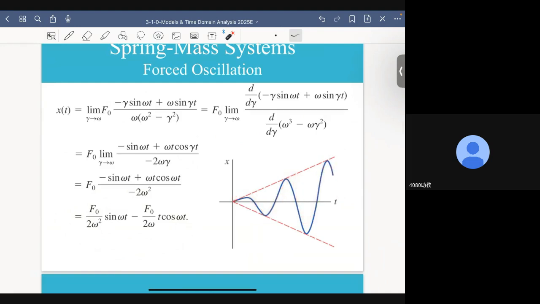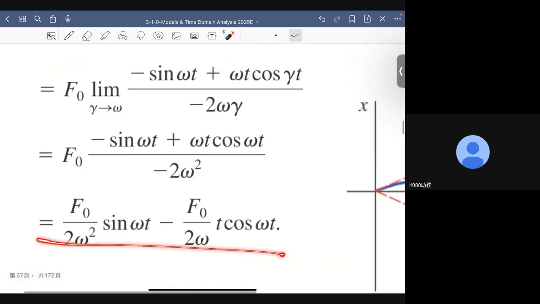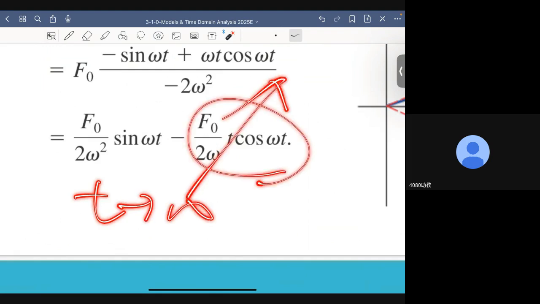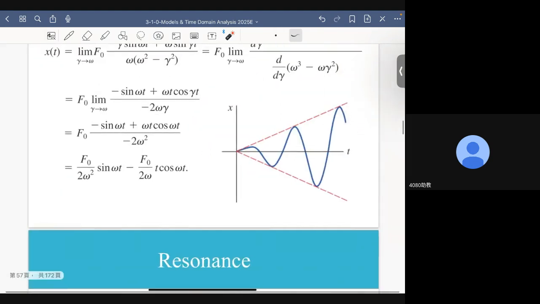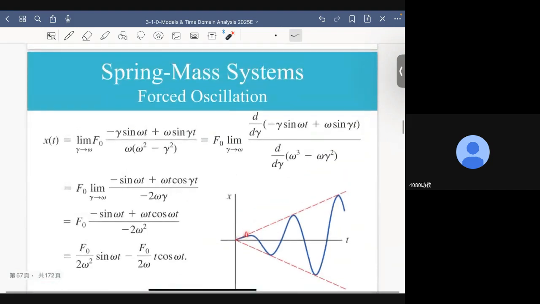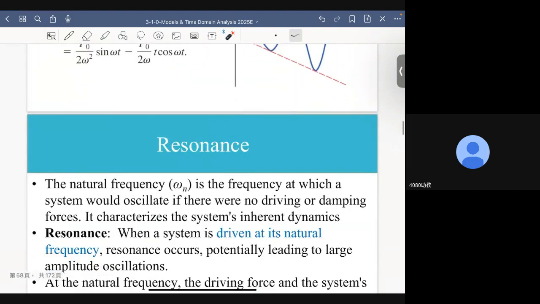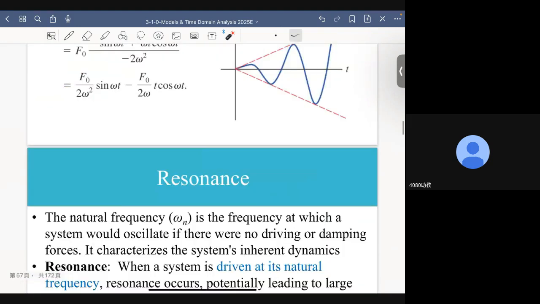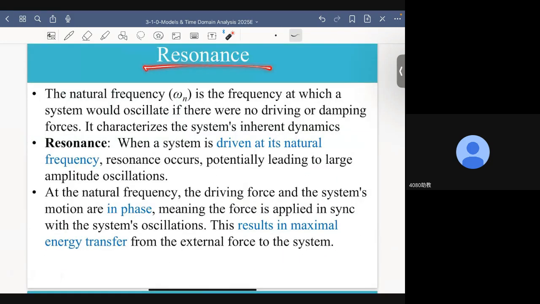By looking into its elements, the first thing we identify is that here we have a t, which means when t goes to infinity, this thing will go to infinity. It will blow up, it will diverge. The case where gamma approaches omega is what we call resonance.